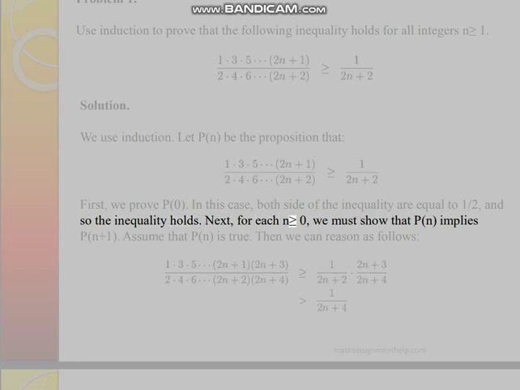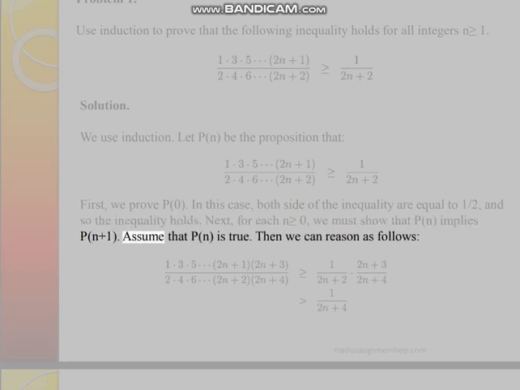Next, for each n greater than or equal to 0, we must show that P(n) implies P(n+1). Assume that P(n) is true. Then we can reason as follows.